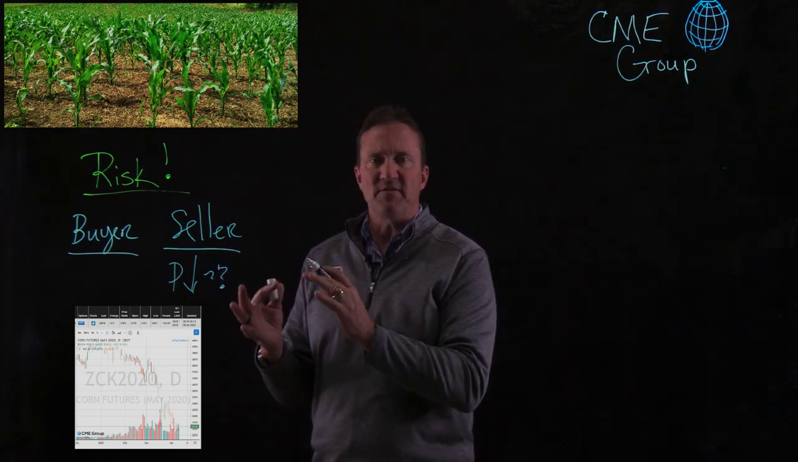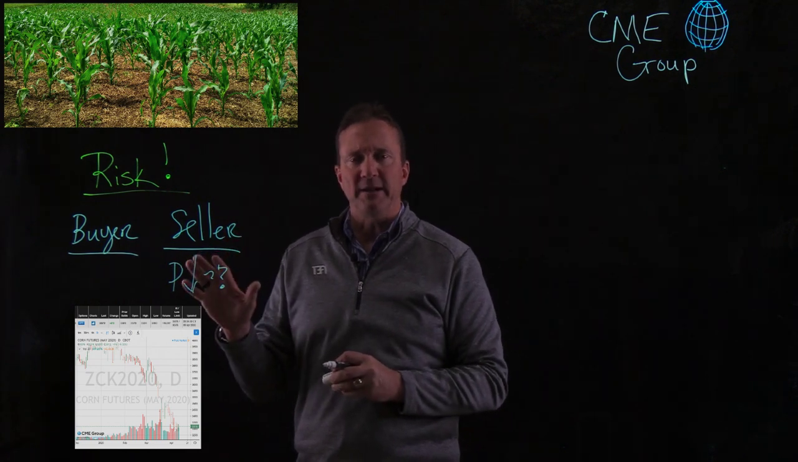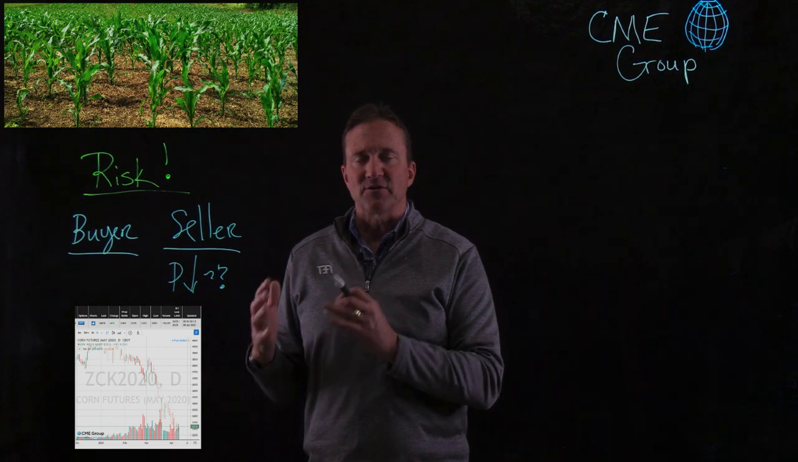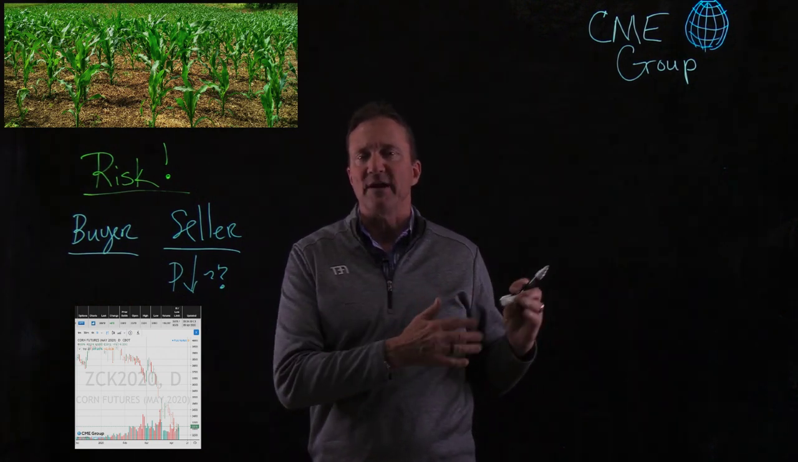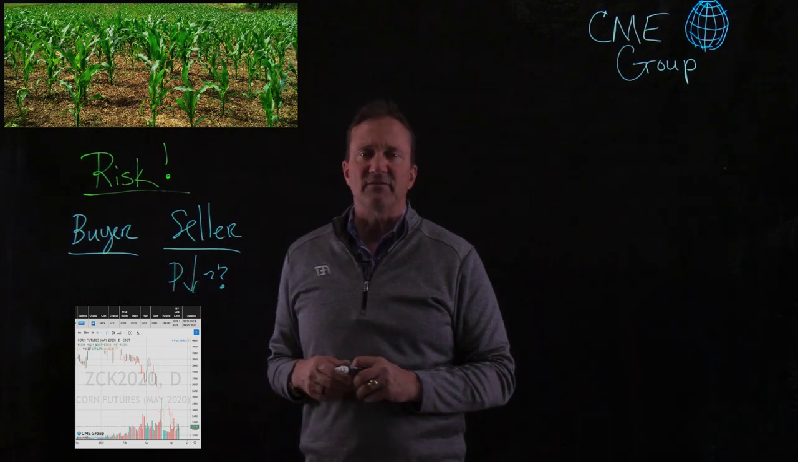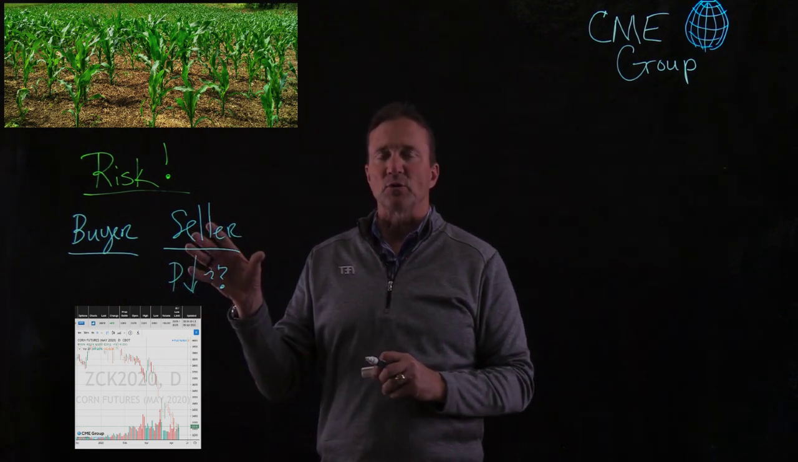If the price goes down, they would lose money. They've spent the money to plant it. They looked at what the price was. They couldn't really get a contract put together. So they looked at that price, and as they grew that corn throughout the year, they're worried about the price going down. Well, the buyers, they have risk as well.